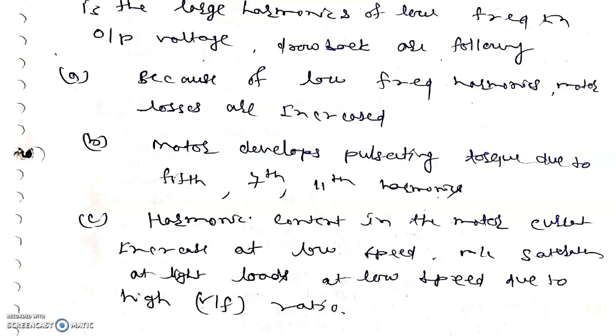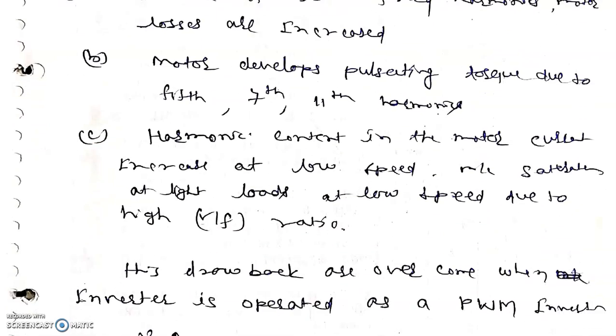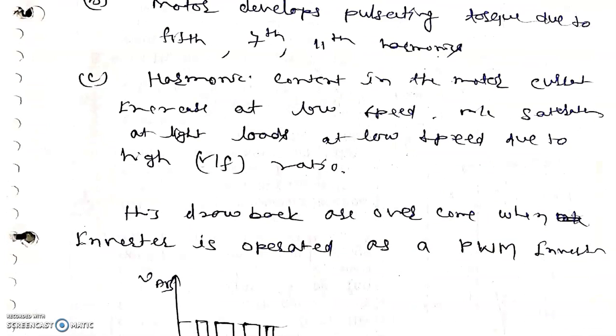Because of low frequency harmonics, motor losses are increased. The motor develops pulsating torque due to the fifth, seventh, and 11th harmonics. Harmonic content in the motor current increases at low speed. The machine saturates at light load at low speed due to the high V by F ratio. So these are also some of the disadvantages of the step wave inverter.